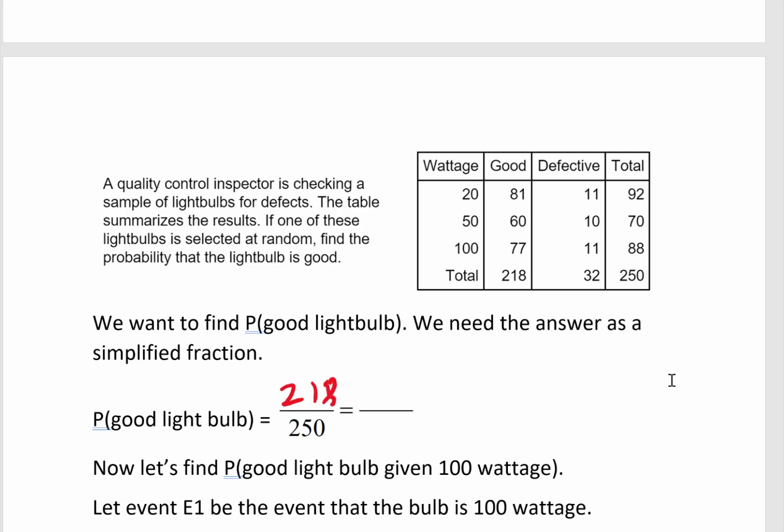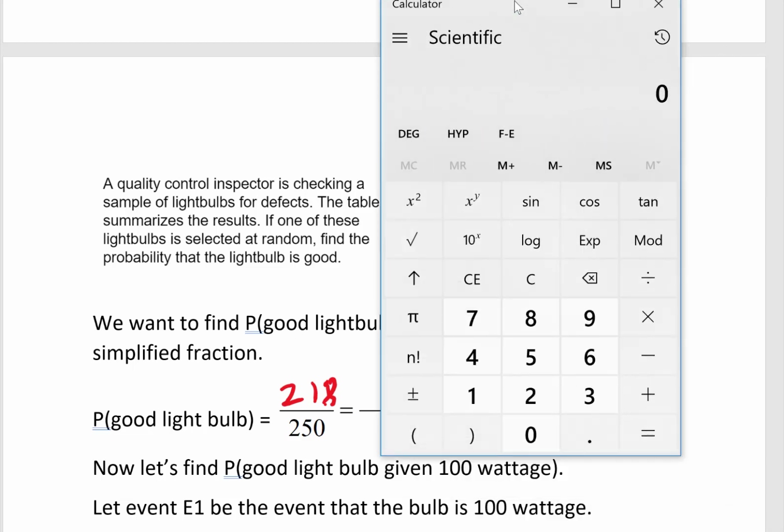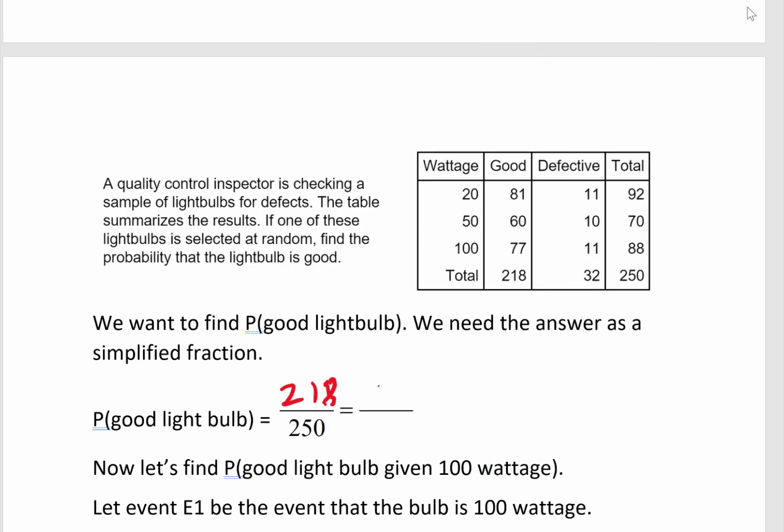And I want to simplify my fraction, and I notice numerator and denominator are both even numbers, so they both are divisible by 2. So I can go ahead and divide each of those by 2. So 218 divided by 2 is going to give me 109. And likewise, when I divide 250 by 2, I get 125. And that is the simplified fraction.